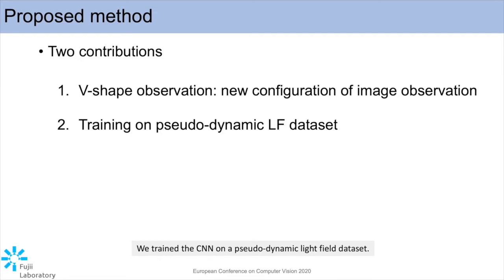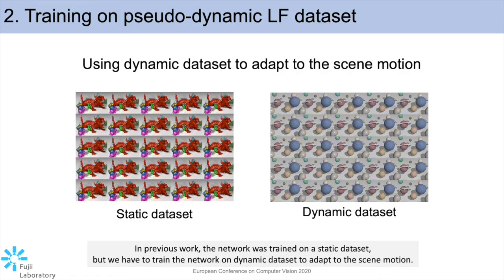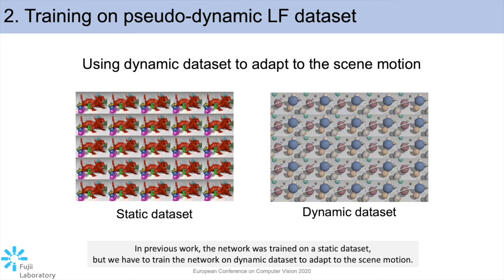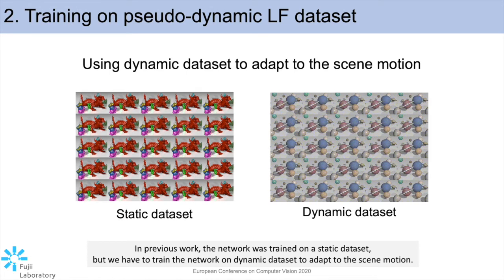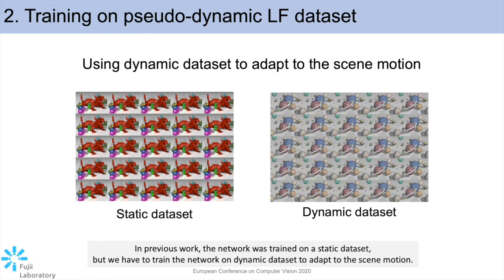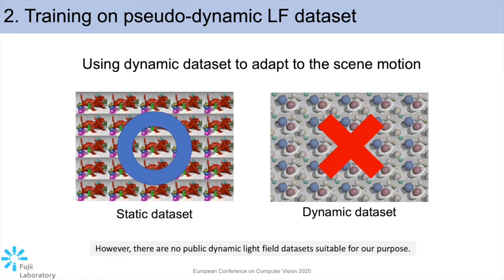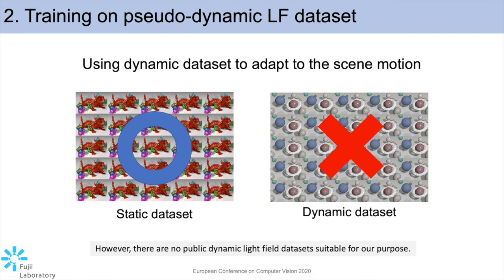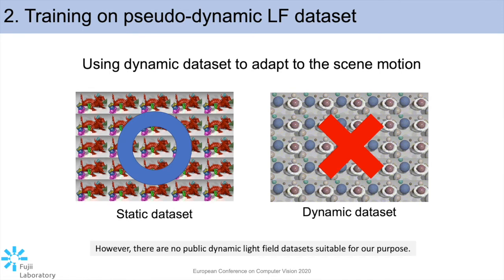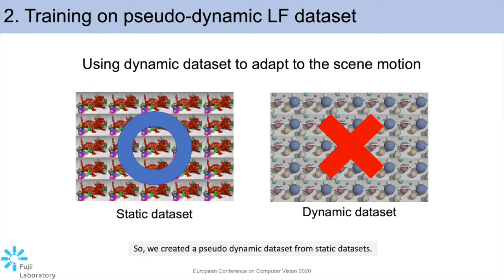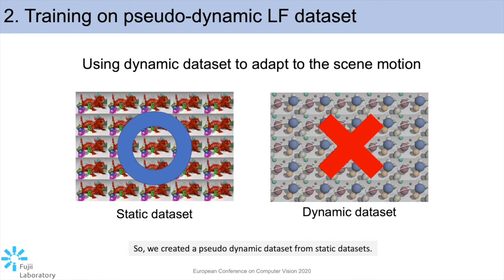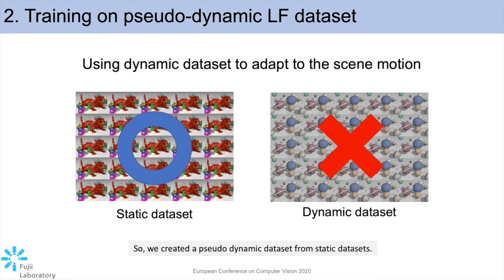We trained the CNN on a pseudo-dynamic light field dataset. In the previous work, the network was trained on a static dataset, but we have to train the network on a dynamic dataset to adapt to the scene motion. However, there are no public dynamic light field datasets suitable for our purpose. So, we created a pseudo-dynamic dataset from static datasets.